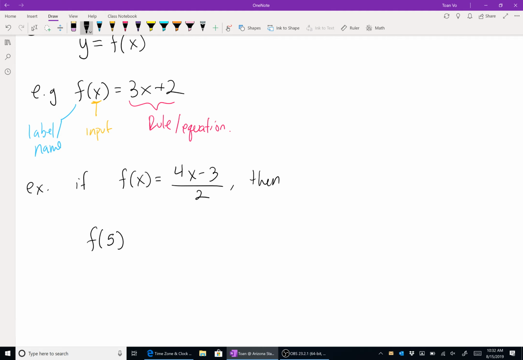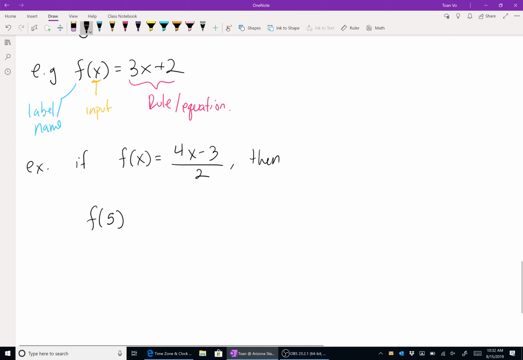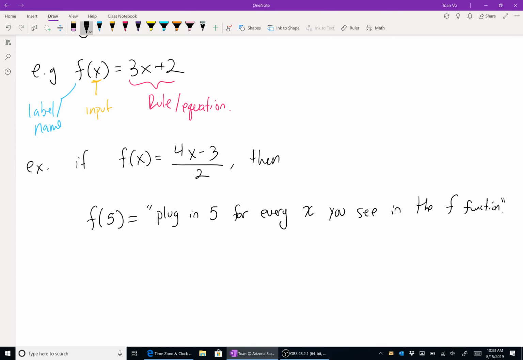Then this notation, if you saw this, f parentheses 5, that is a set of instructions. That literally tells you to plug in 5 for every x you see in the f function. You can see why mathematicians use function notation. We can write out that sentence every single time, which is a pain in the butt, or we can simply write f parentheses 5. So that's all function notation really is. It's a set of commands. Function notation just tells you to plug stuff in.